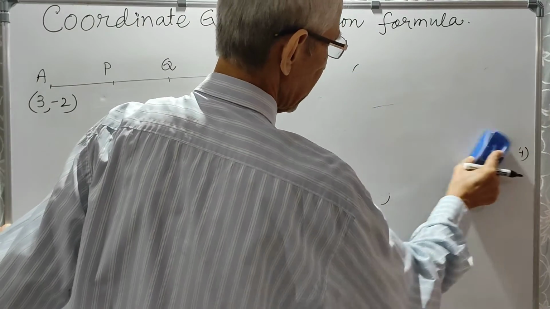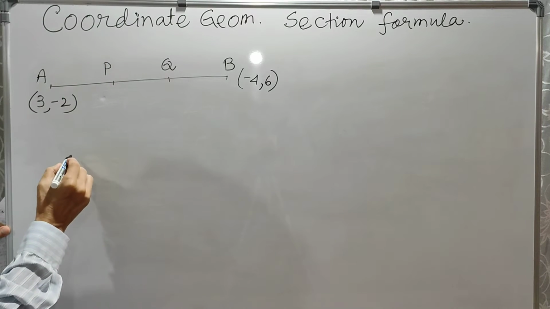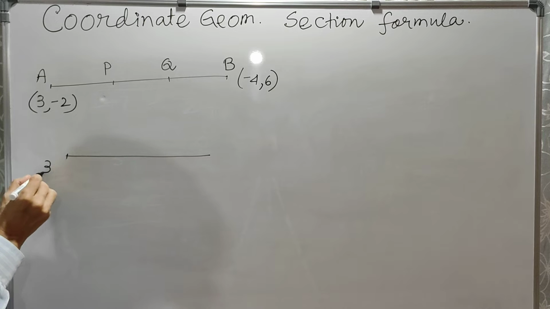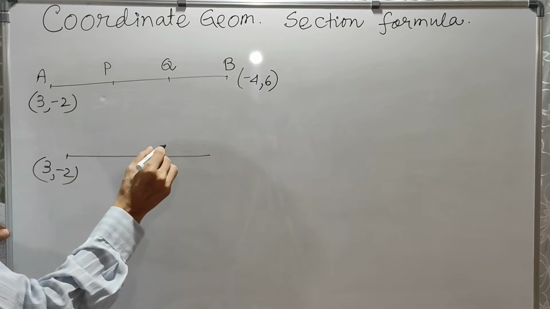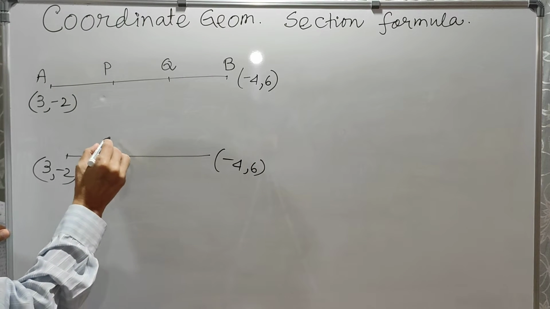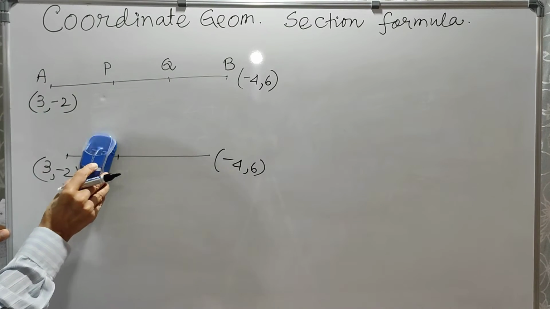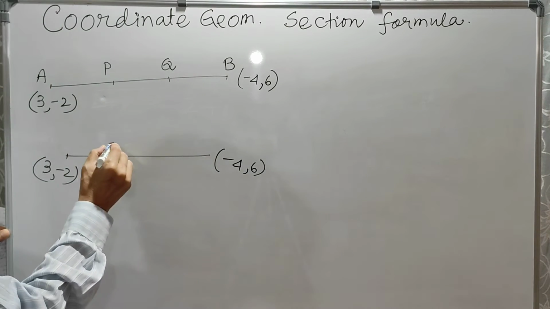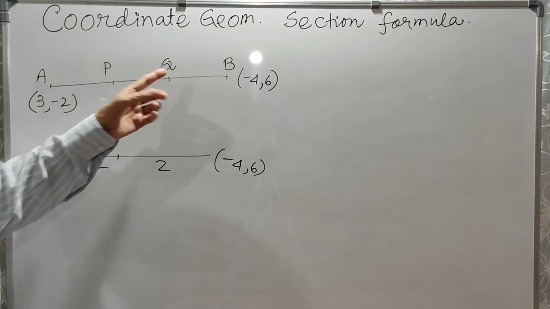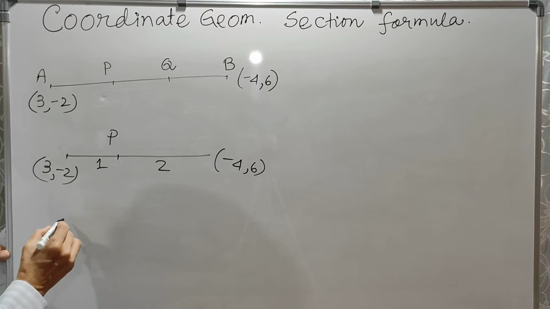Now let us see this line. For the time being, forget Q. This is 3, minus 2, this is minus 4, 6, and this is the point P, whose coordinates we have to find out. Now this part is 1, this part is 2. So for the time being, forget Q. So the ratio is 1:2.